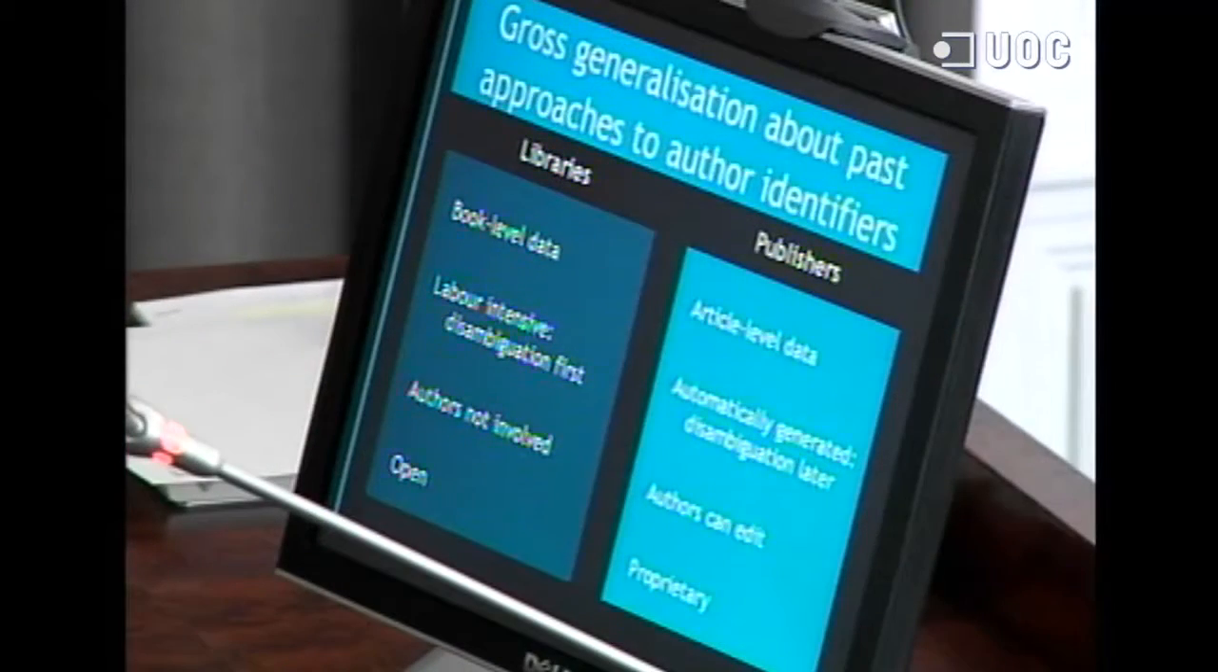This slide is a very gross generalization about approaches to author identification that have been happening in different fields over the last, well, several decades in the case of libraries, and in the last decade for publishers. So librarians have always been interested in disambiguating authors, but at the level of books generally. So they're not really interested in identifying the authors of articles in journals, and the publishers are.